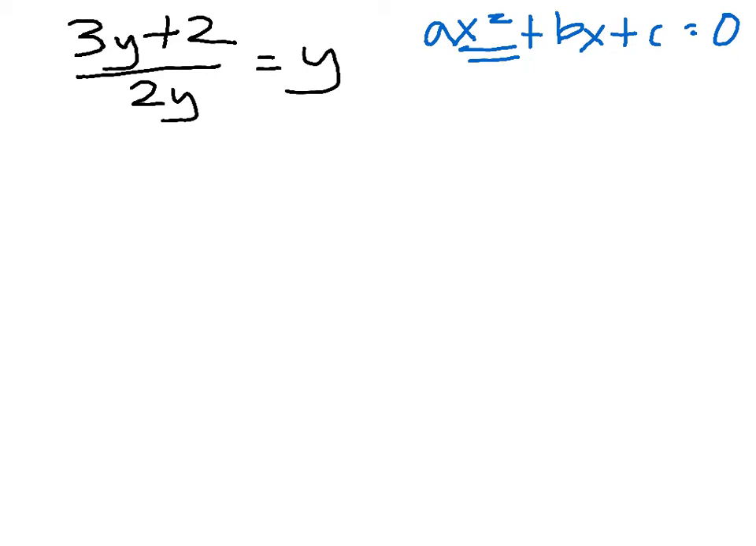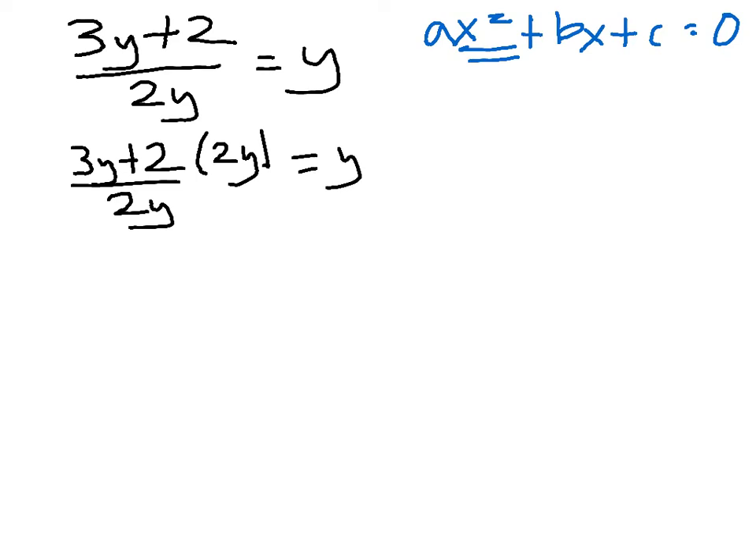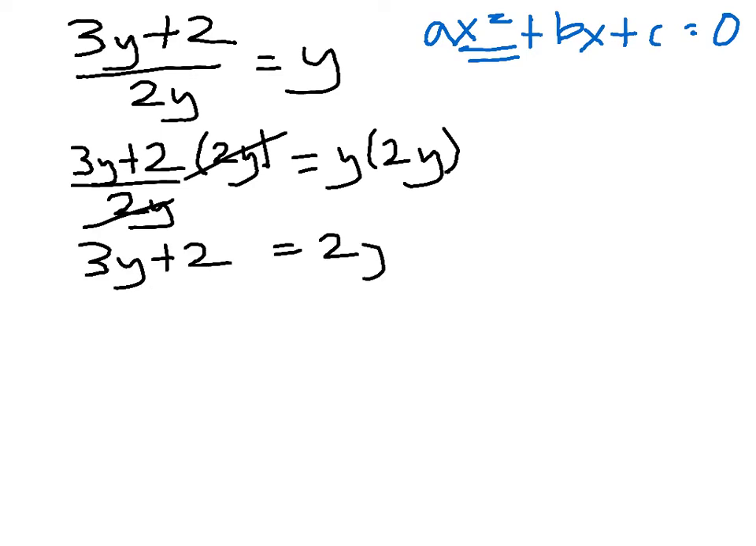So what we need to do is manipulate this equation to the general form to determine if this is a quadratic equation. The first thing that we need to do is to get rid of the denominator, and what we can do is to multiply the left hand side and the right hand side by 2y. And you can see from here that this cancels out. So we get 3y plus 2 equals 2y squared.